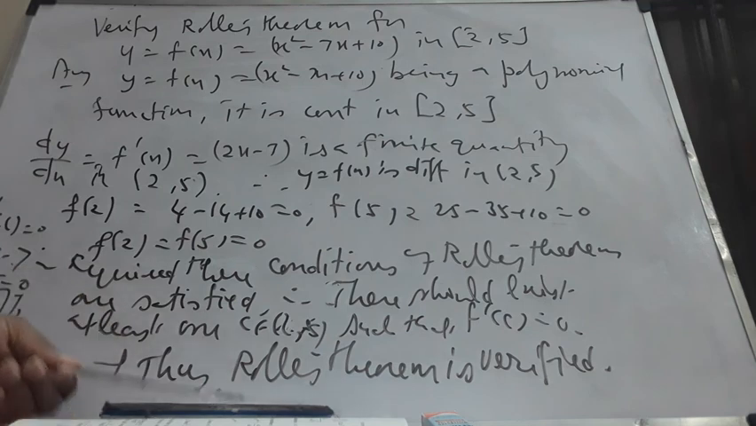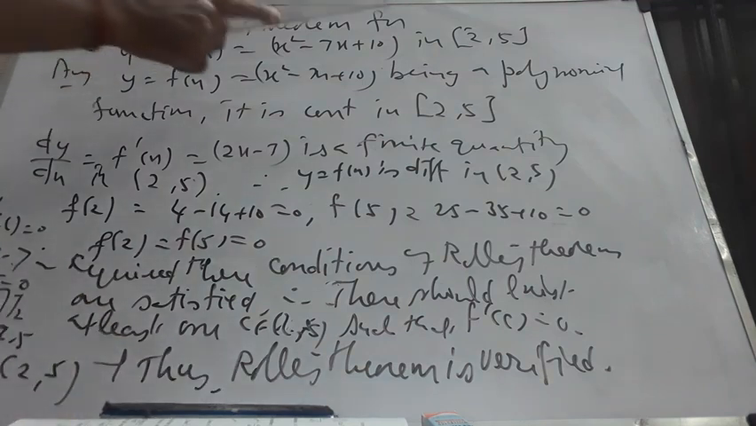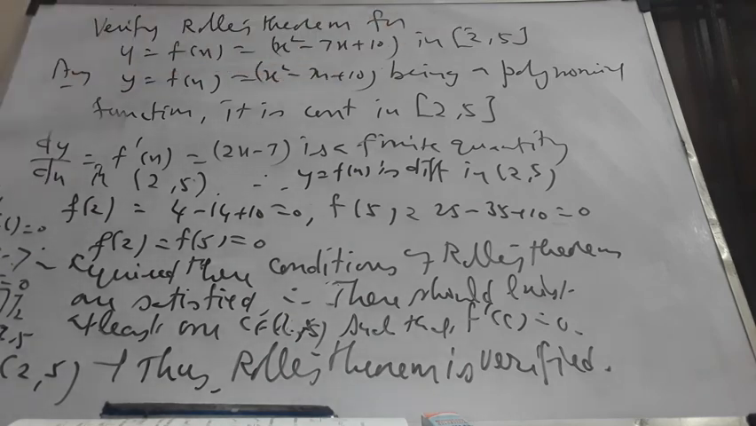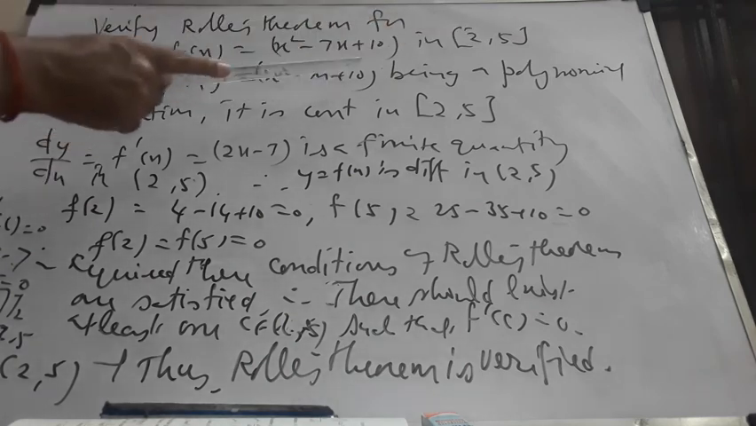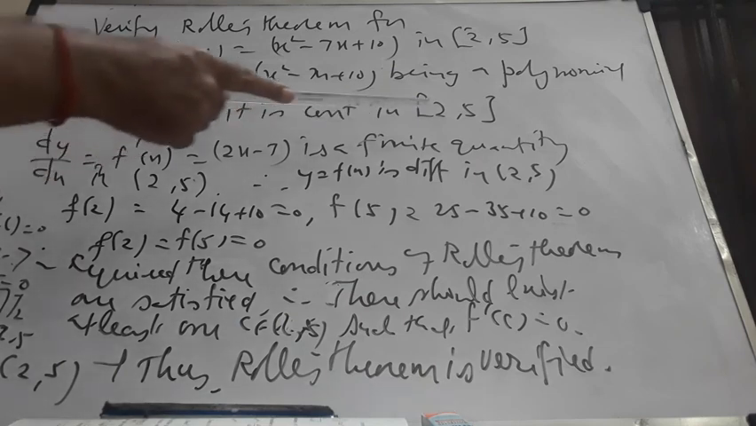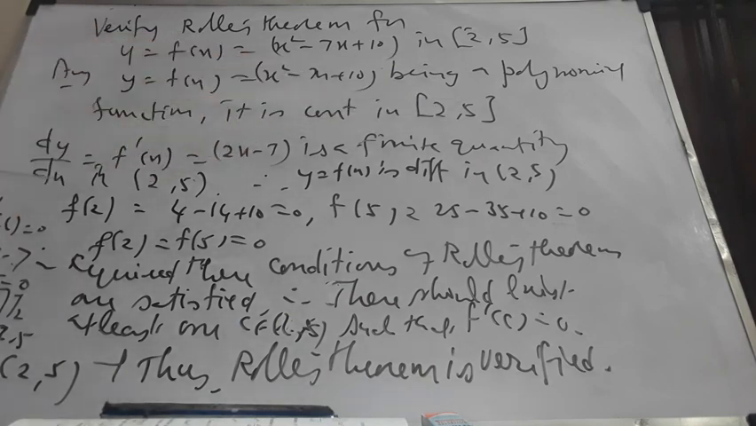Let me repeat the whole process. Verify Rolle's theorem for y equal to f of x equals x square minus 7x plus 10 in the closed interval 2 comma 5. Y equal to f of x equals x square minus 7x plus 10, being a polynomial function, is continuous in the closed interval 2 comma 5.